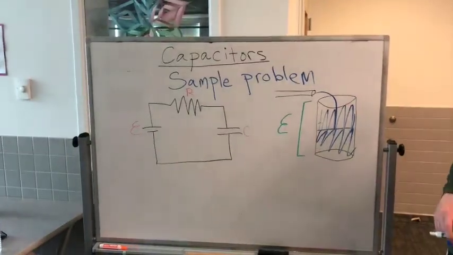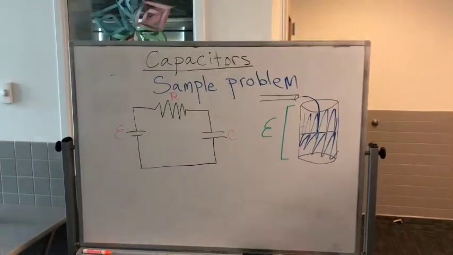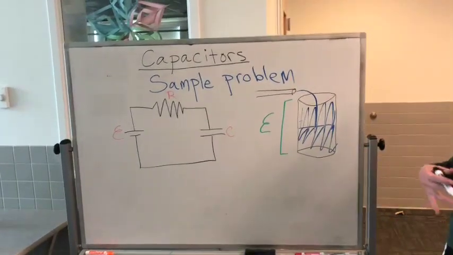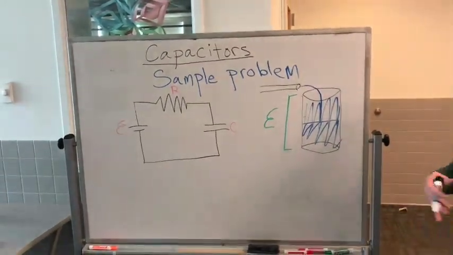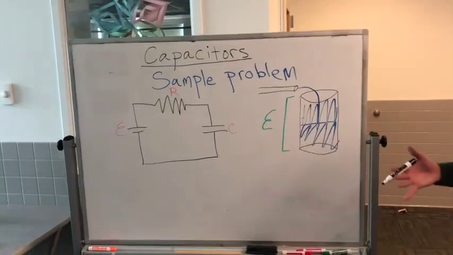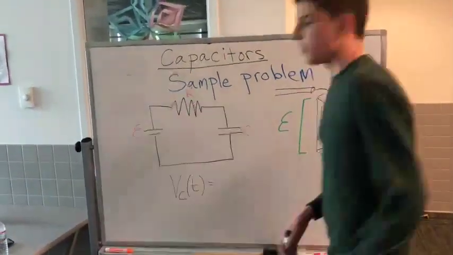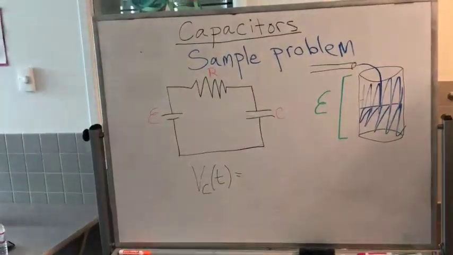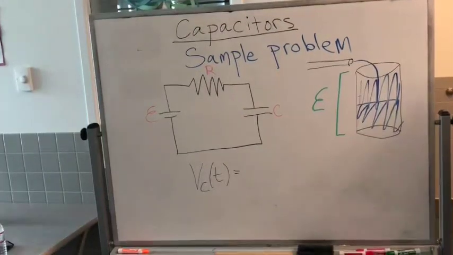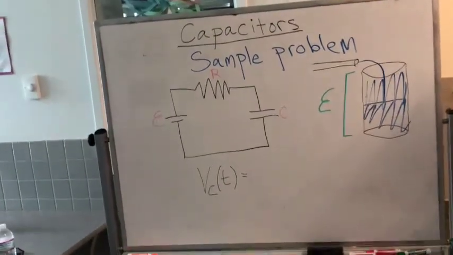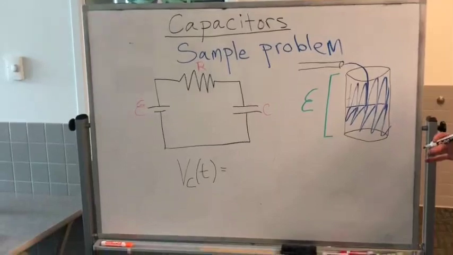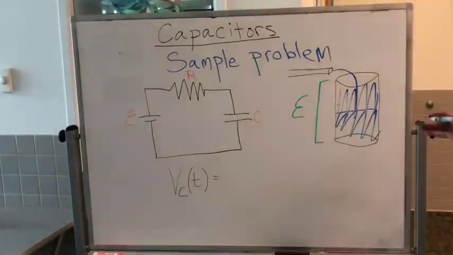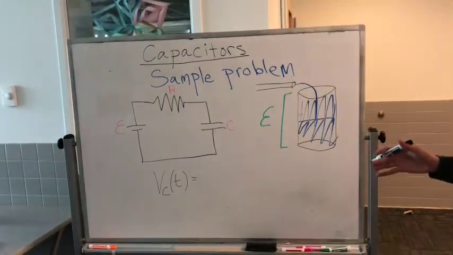Now that we know what happens to a capacitor over a long period of time, we can write an equation for the voltage across the capacitor, and we can find that at any time from t equals 0 to t equals infinity. So let's write this function. We're going to call this function v sub c of t. And we know that when t goes to infinity, v sub c of t is going to be equal to the EMF of the battery. So we know that this equation can be modeled by multiplying the EMF times a certain function.